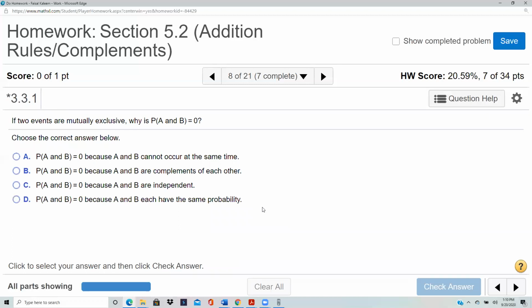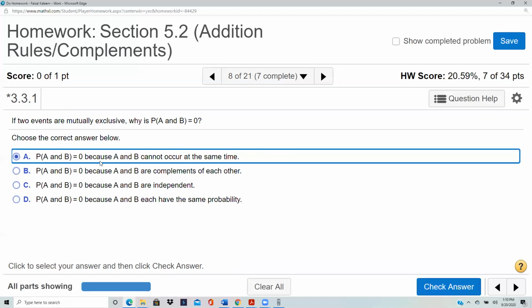If two events are mutually exclusive, why is P(A and B) 0? P(A and B) is 0 for mutually exclusive events, because mutually exclusive means the two events cannot occur at the same time. If one occurs, the other can never occur. So it's A, because A and B can never occur at the same time.